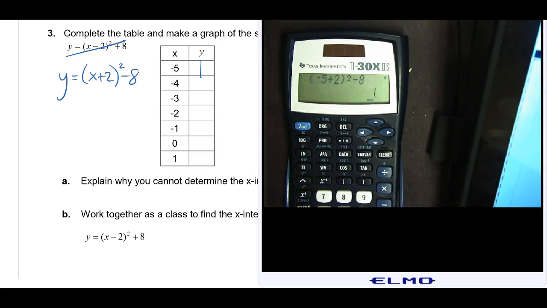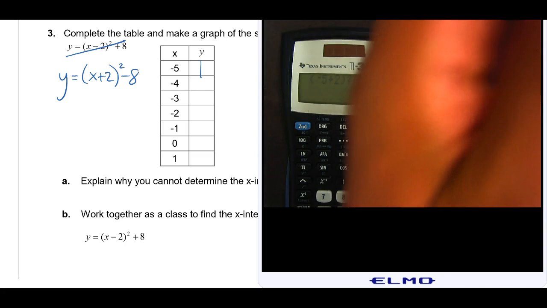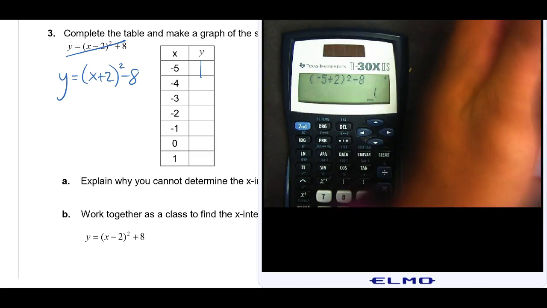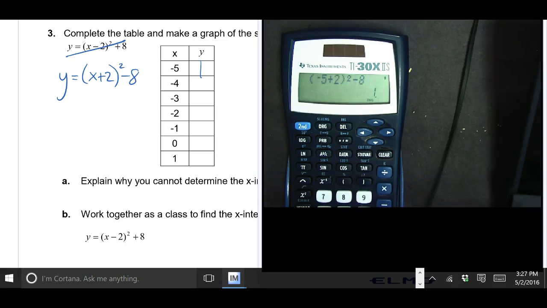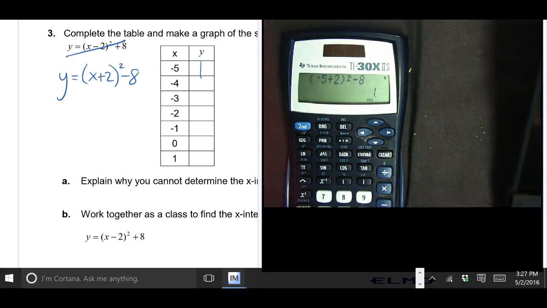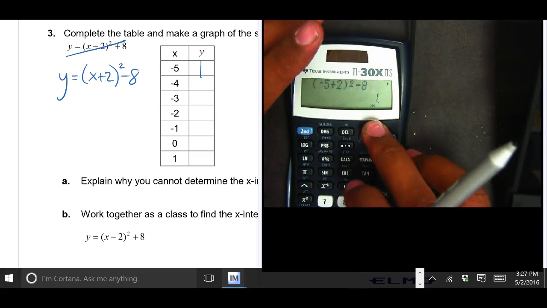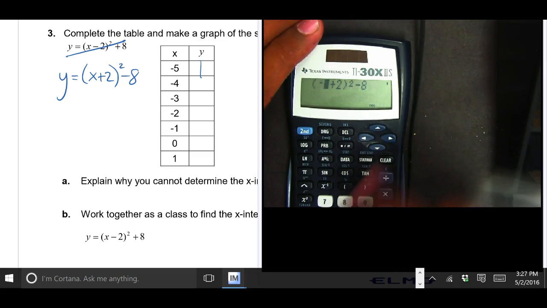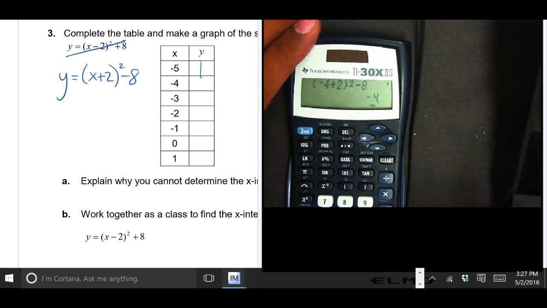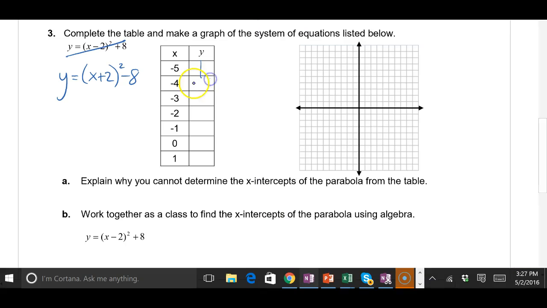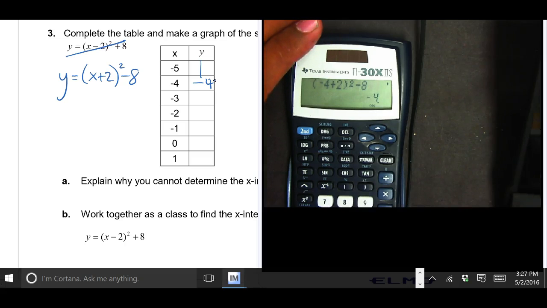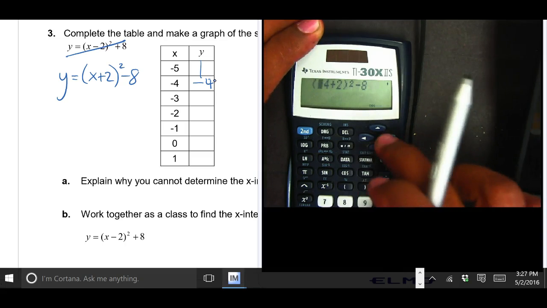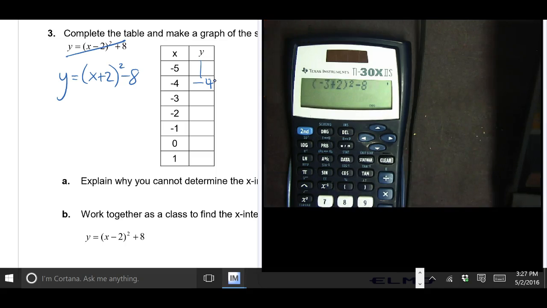Now let me make a couple of adjustments to help me do this. Now we're going to do the same thing with the negative 4. So we'll go up to the 5 and change it to a 4. Now we have negative 4, and then do the same thing with the negative 3. You're basically going to do this for every single one of these values, and I'll pause it and let you do the rest.